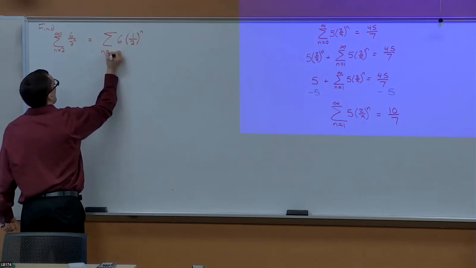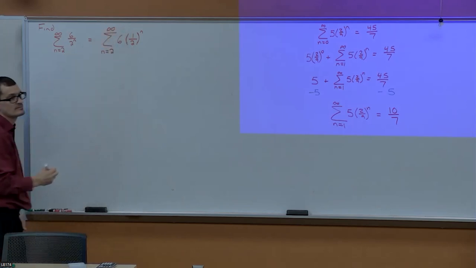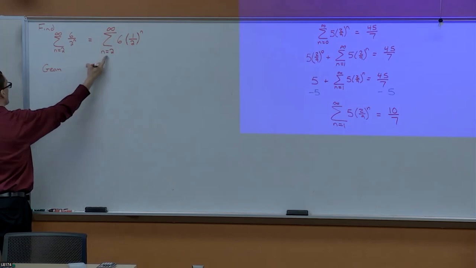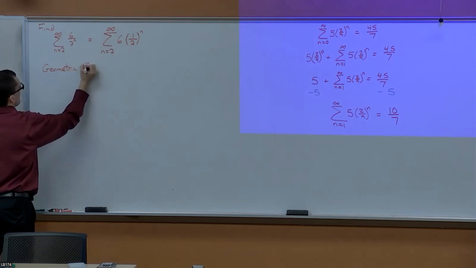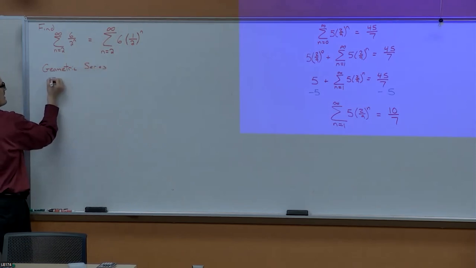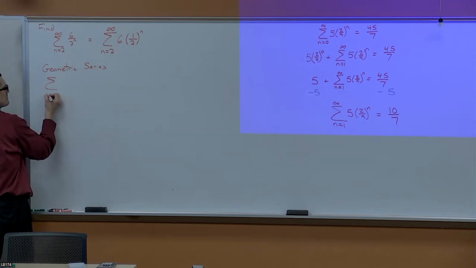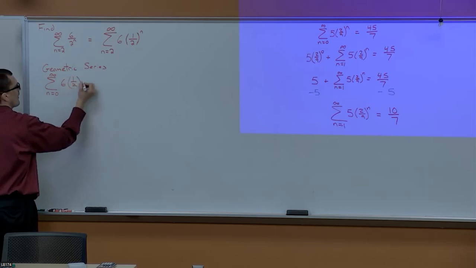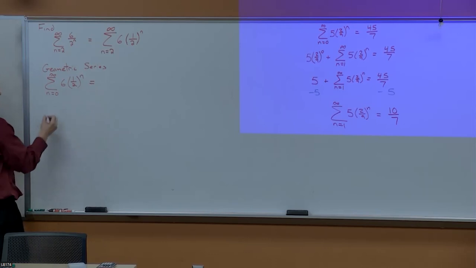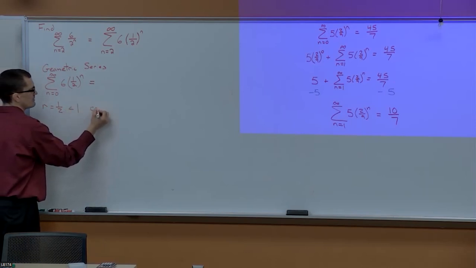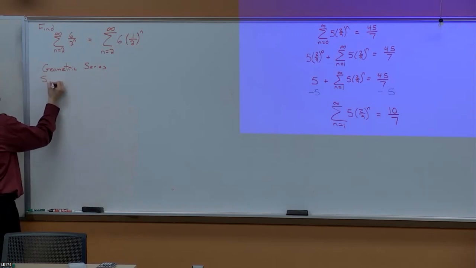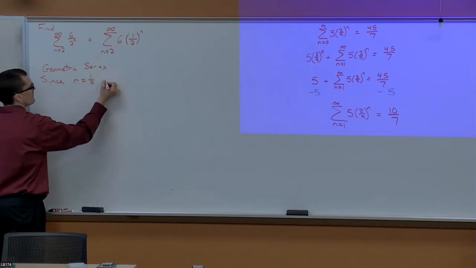Okay. So this is how I think of it. Now, this is a geometric series with count starting at 2. And I know that if my count were to have started at 0, since my R is equal to 1/2, which is less than 1, it's going to converge. Let me write this here. Geometric series. Since R is 1/2, the series converges.